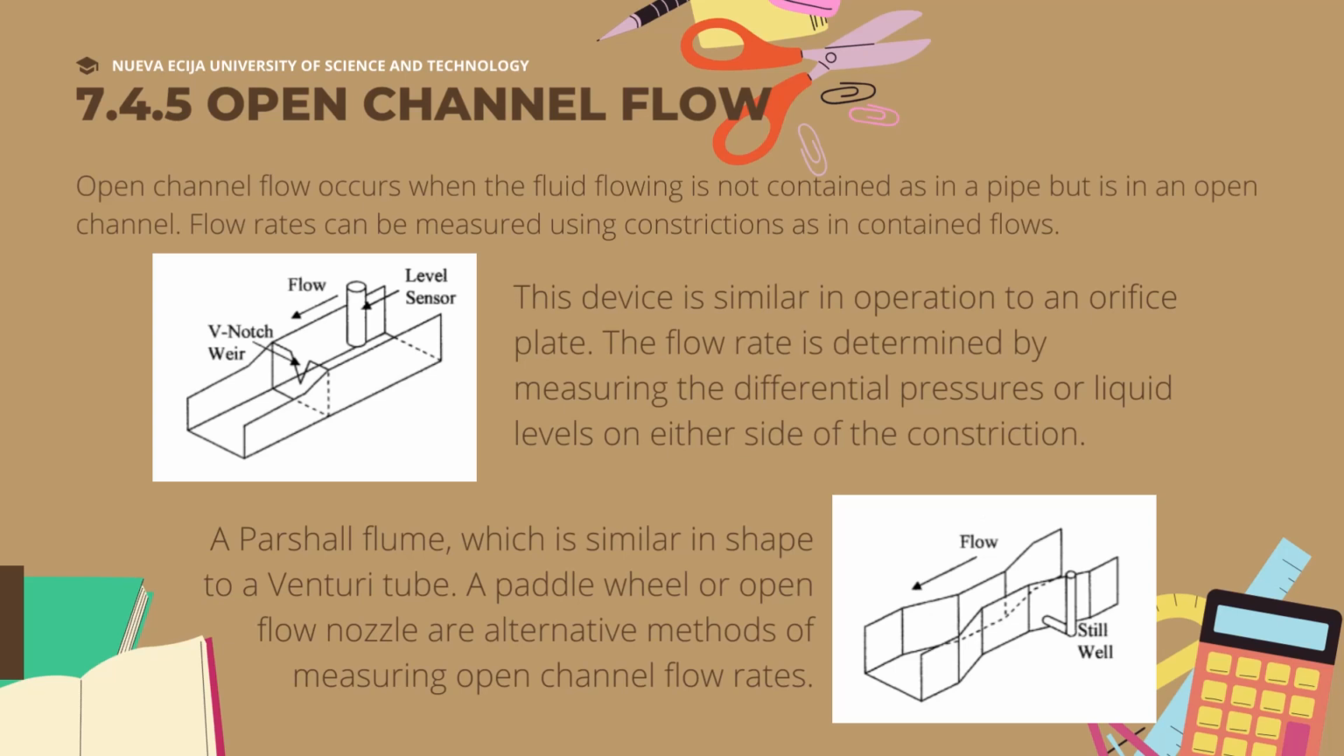Etong si partial flume. Ito namang si Weir, na V-notch Weir. Kamukha siya ni Orifice kasi para siyang isang plate lang. Parang plate nga lang siya na barrier or constriction na meron lang konting space na dadaluyan ng ating fluid.